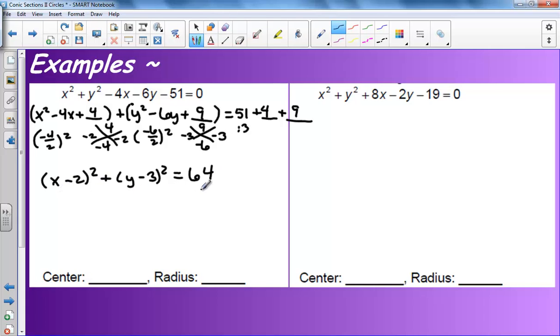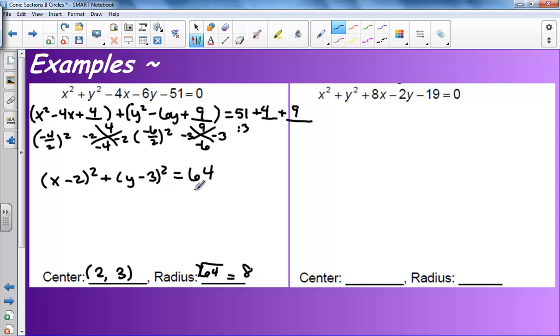So this is the standard form. And so from here, I can tell the center and the radius. My center is (2, 3). My radius is the square root of 64, which is 8.